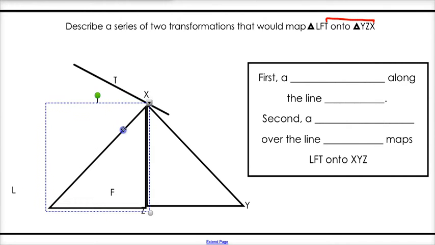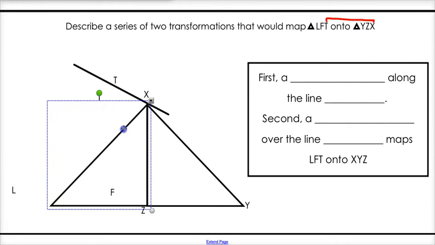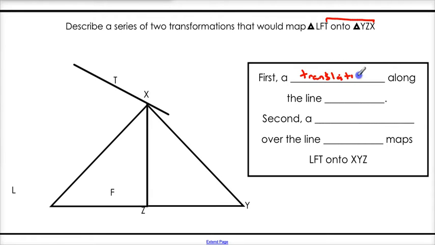Well, we're in good shape. Now we're in pretty good shape. So the first step was a translation along the line TX. Now let's get rid of this line. The second step is to find the line of symmetry. How am I going to reflect it over?